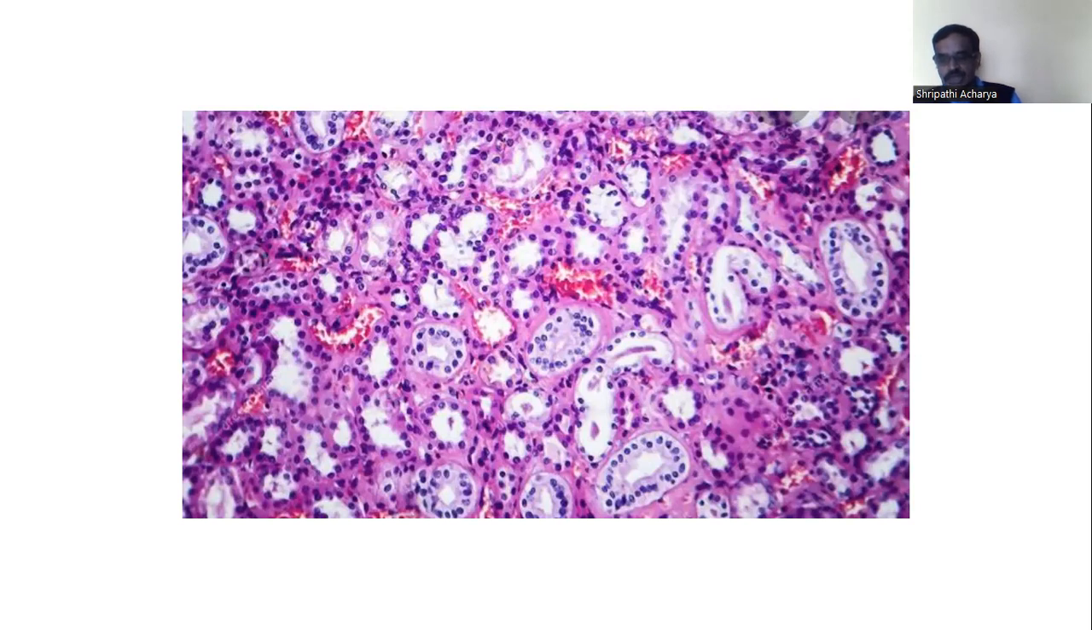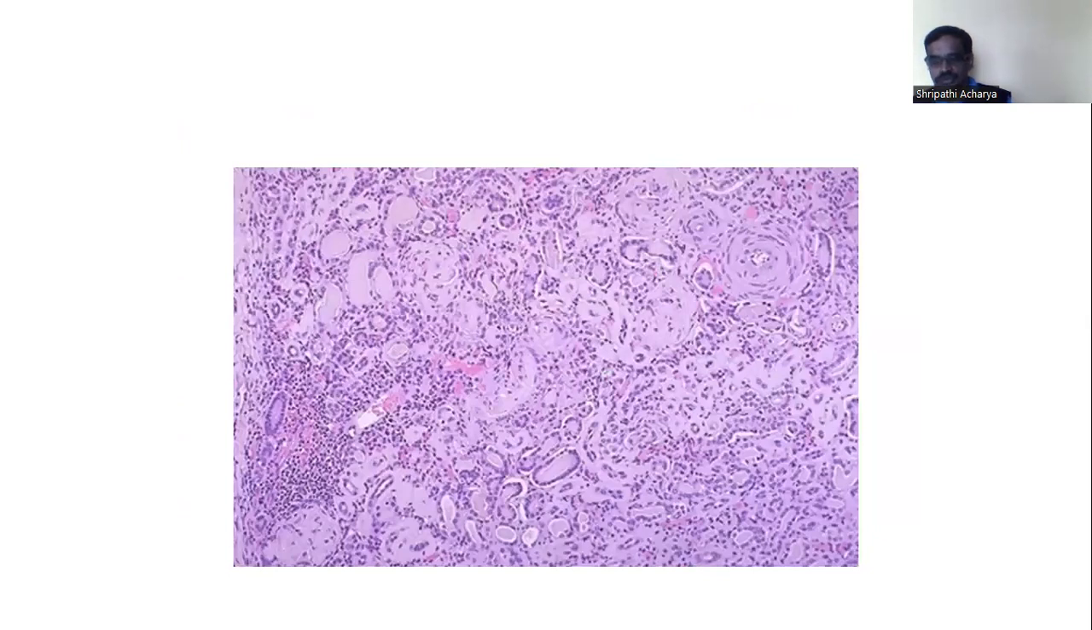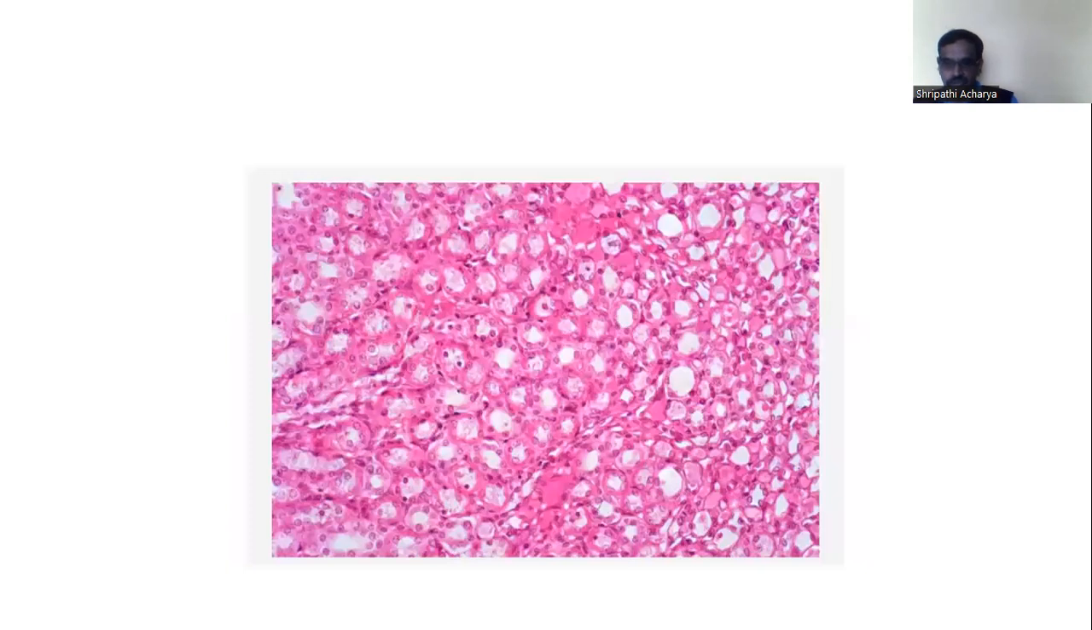Here you can see the transverse section of the renal parenchyma, the renal tissue. You can see the inflammatory cells and the sclerosis of the glomeruli. This is also under the microscope. The renal tissue is seen. The cortex is seen like this. Differentiation between cortex and medulla is lost. This is the histopathology of the kidney.